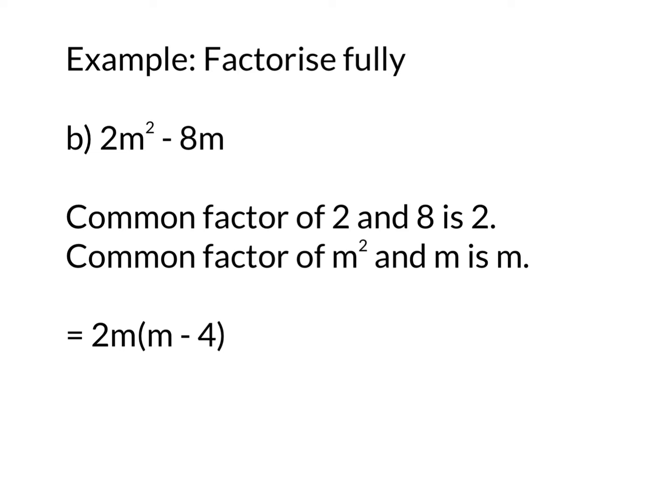Second example, 2m squared minus 8m. So as I was saying, we could just take the number part, so the common factor of 2 and 8 is 2, or we could just take the letter part, which is the common factor of m squared and m, which is m, but that would not be factorising fully. We have to take both the 2 and the m out the front. So 2m into 2m squared is m, and 2m into 8m goes 4 times, with a minus in between, which was in the question.